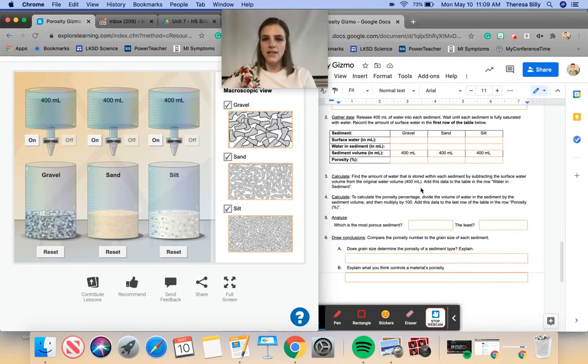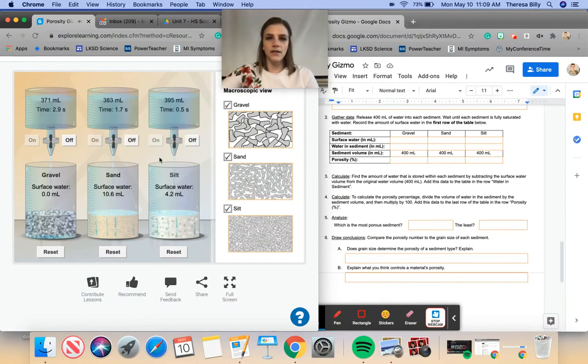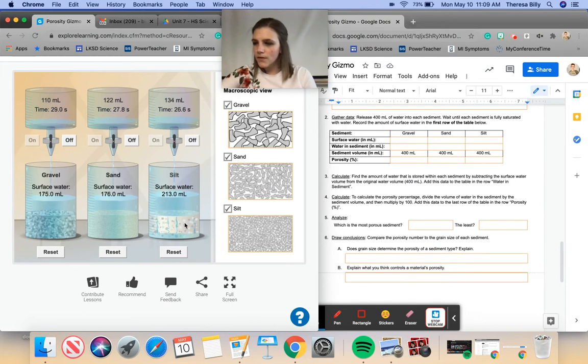Then let's go into collecting some data. It says release 400 milliliters of water into each sediment and wait until each sediment is fully saturated with water. So I'm gonna go ahead and click on, and click on. All right, it says record the amount of surface water in the first row of the table. So we're gonna let this run. I wanna make sure I'm doing this right. Yeah, we're good. We just gotta let it run for a little bit.